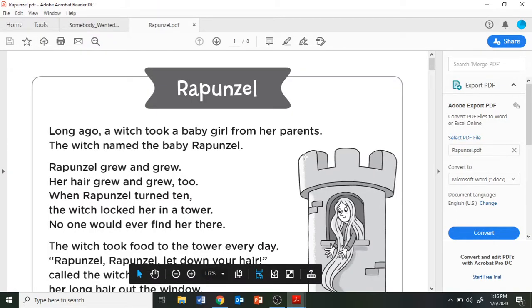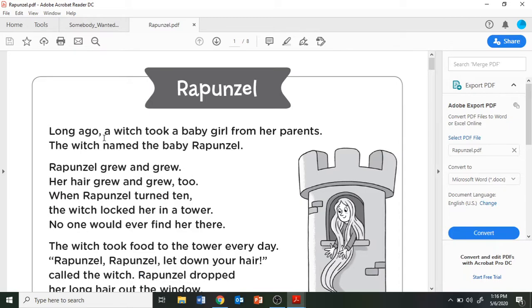All right, Rapunzel. Long ago, a witch took a baby girl from her parents. The witch named the baby girl Rapunzel. Rapunzel grew and grew. Her hair grew and grew too. When Rapunzel turned 10, the witch locked her in a tower. No one would ever find her there.